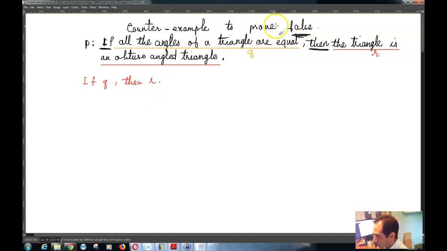So since I want to use a counterexample, what I need to do is provide an example, a Q, that results in a not R, meaning that I have to show if Q then not R. And if I can show one such example, then this statement is simply false. Now if I want to show if Q then R, that means that Q is true. So I have to assume that Q is true, which basically means that all the angles in a triangle are equal.